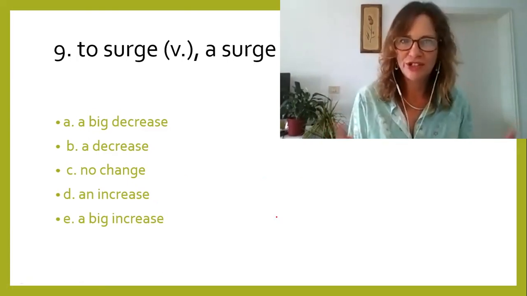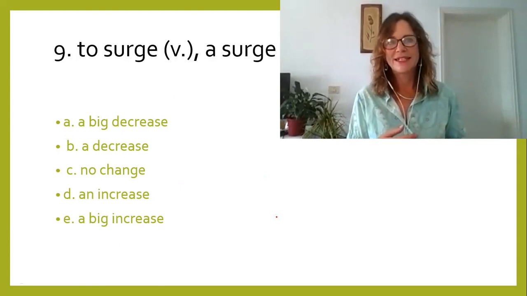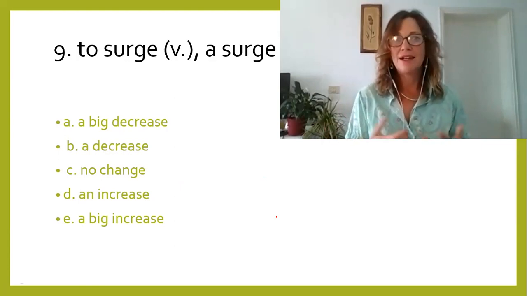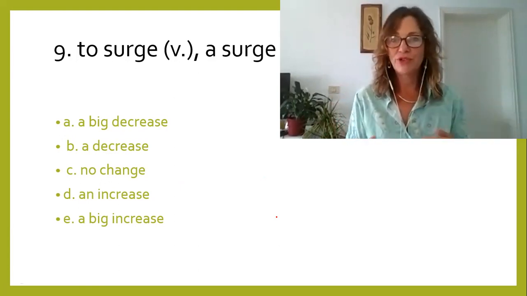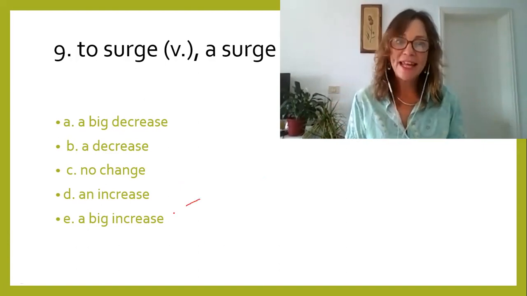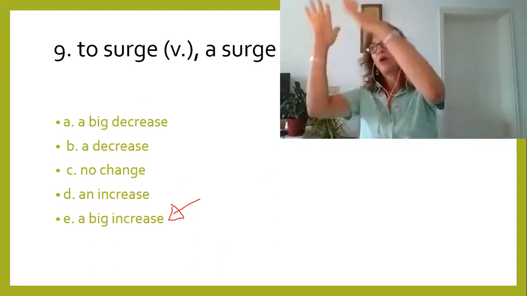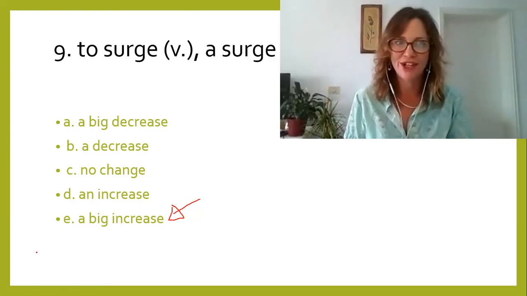To surge is the verb, or a surge. We could say there was a surge in internet usage during the pandemic, for example. Yeah, it's a big increase. When we talk about a surge, it's a lot of things happening at once. It's a big increase. So a surge or to surge.